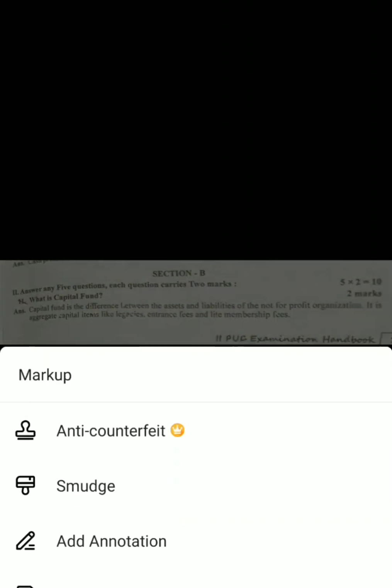After the completion of Section A, Section B: answer any 5 questions. Each question carries 2 marks. The question is like this: what is capital fund? We know that capital means investing funds. It's an investing fund.